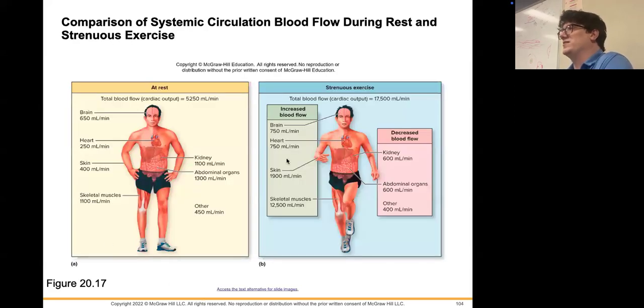Here we have that difference during exercise. Look at the difference in blood flow to the heart. So the heart will get 3 times more blood during exercise. Skeletal muscles will get literally 10 times more blood. The skin will also get 5 times more blood. Why do you think the skin is getting 5 times more blood?